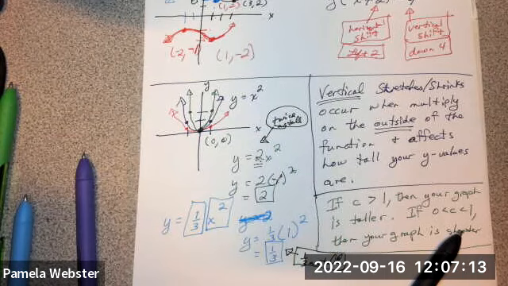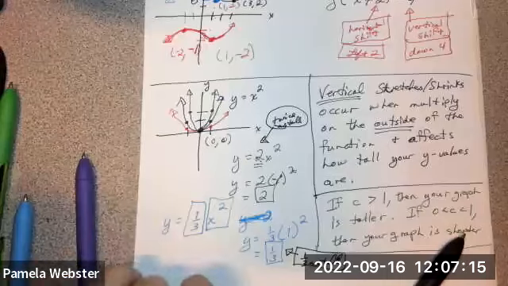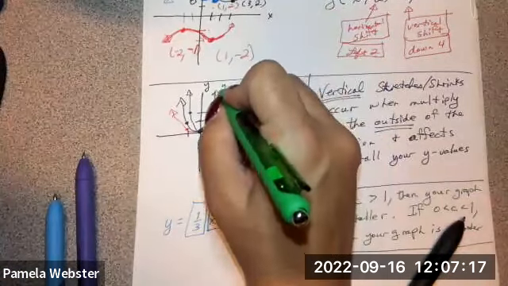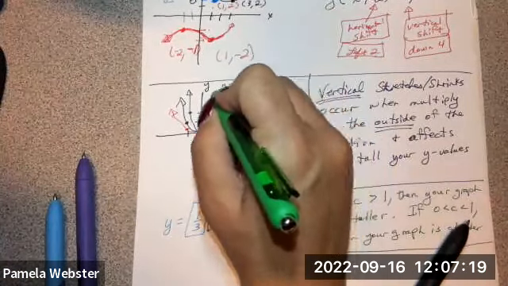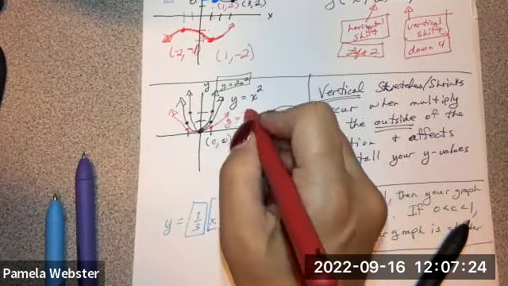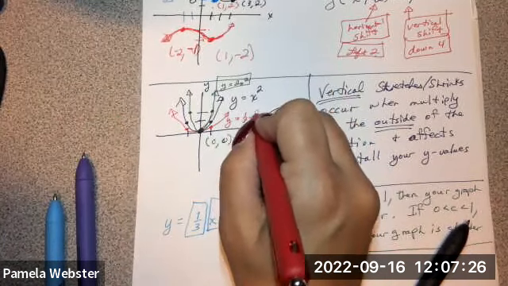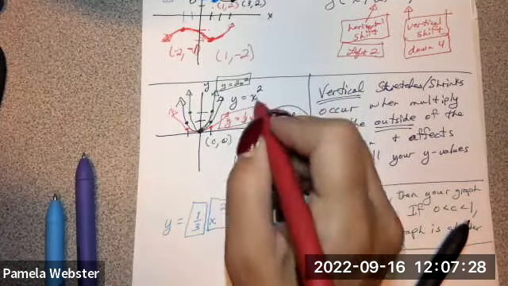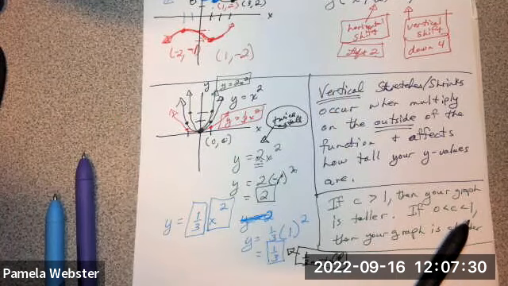Okay. So this guy up here, he was green. He's the y equals 2x squared. He's taller. And this guy down here, he was red. Y equals 1/3 x squared. So he is shorter. Okay. And then the question comes up, what if it was negative?